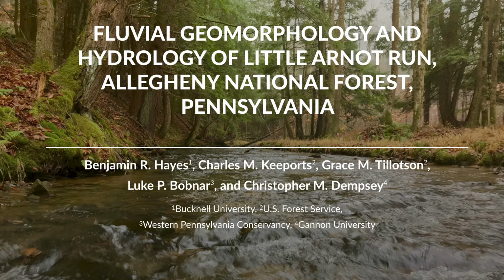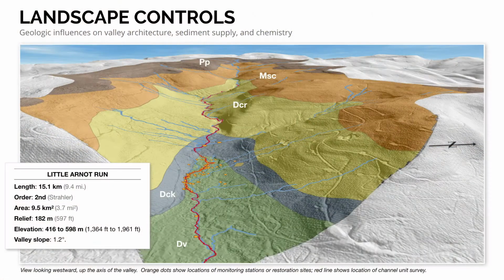Good afternoon. Today I would like to present some preliminary findings of our study of the fluvial geomorphology and hydrology of Little Arnot Run in the Allegheny National Forest. It's a second-order stream that flows 15 kilometers through a forested catchment with an area of 9.5 square kilometers.